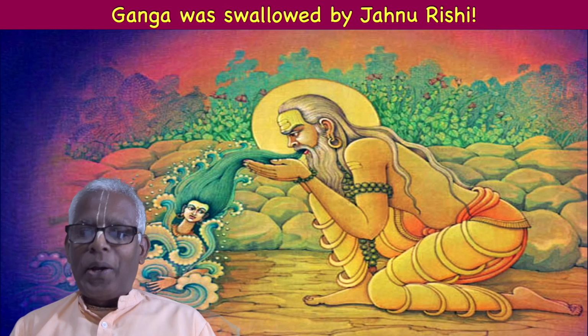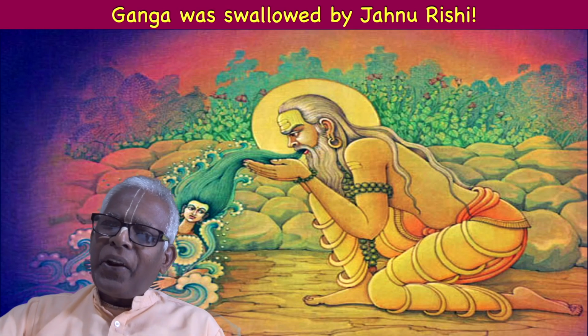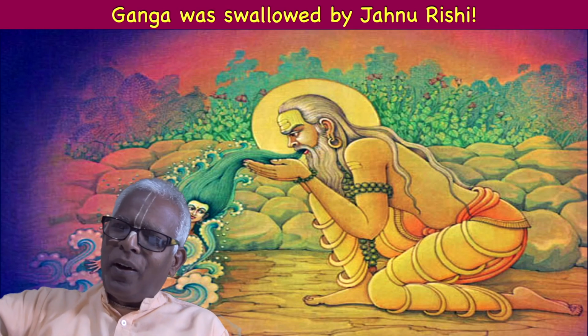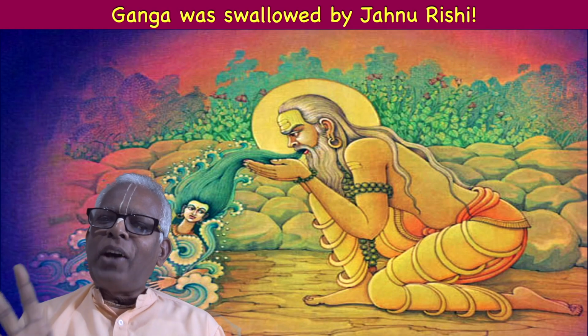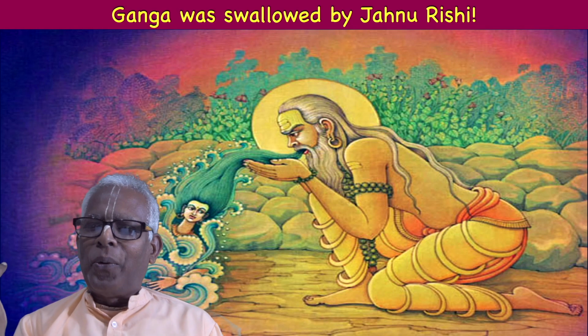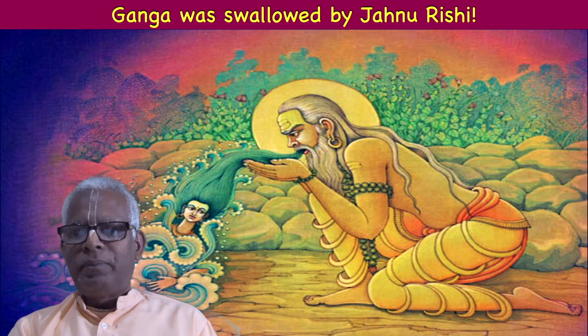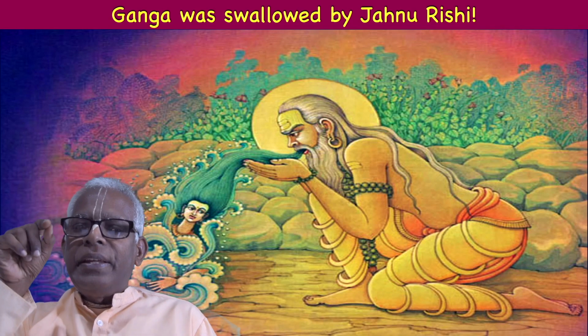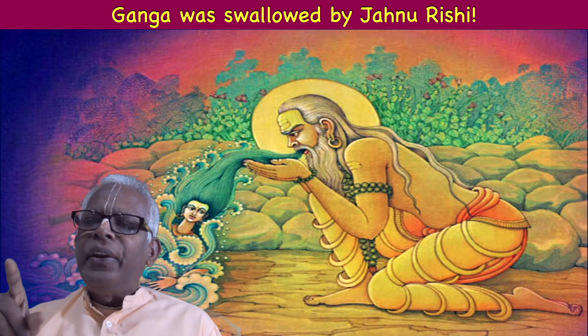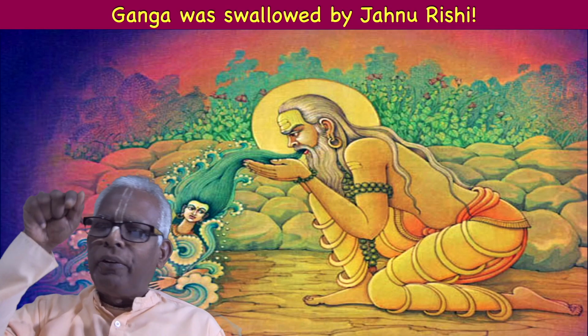And then Jahnu Muni just slightly scratched his thigh, boom, just a small mark. With a rippling sound, Ganga Devi re-emerged and encircled the entire area of Sri Navadvipa Dham, flowing in each way so as to divide the land into 9 islands. That's what we are seeing.